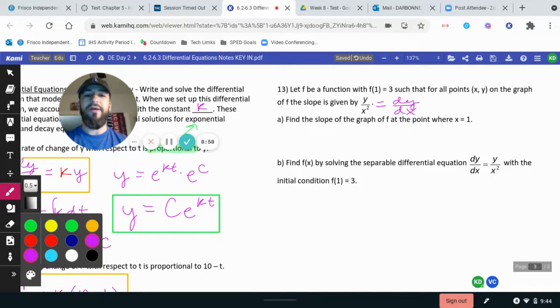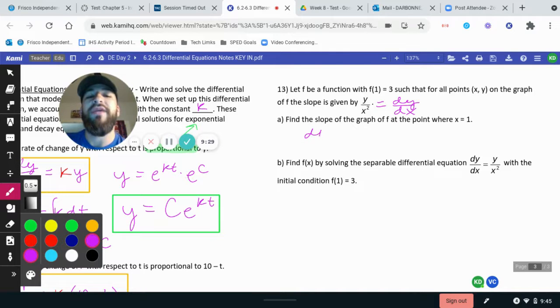Nice and easy. All right, so part A, we want to find the slope of the graph of f at the point where x equals 1. Well, Mr. Arbone, you just told me that's the slope. Well, that's the equation for slope. Remember, derivative is our slope generator. I want to find slope specifically at the point where x equals 1, and my derivative happens to have both y and x in it, so I'm going to plug both my x value of 1 and my y value of 3, which I got from f of 1 equals 3, into my derivative to get my slope.